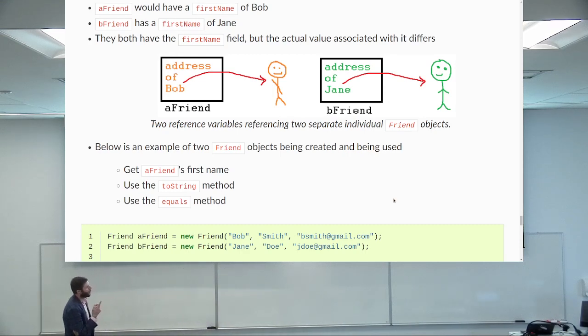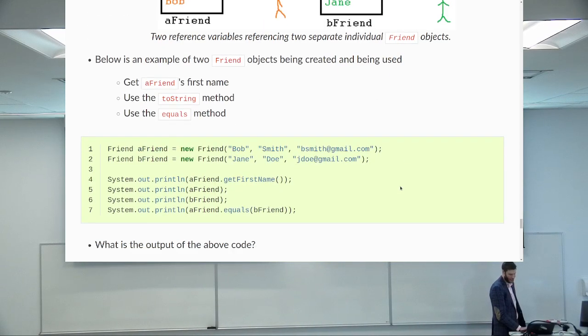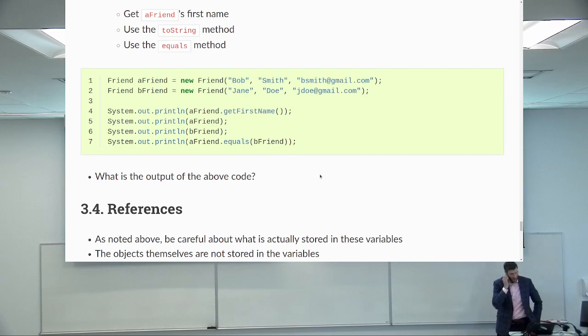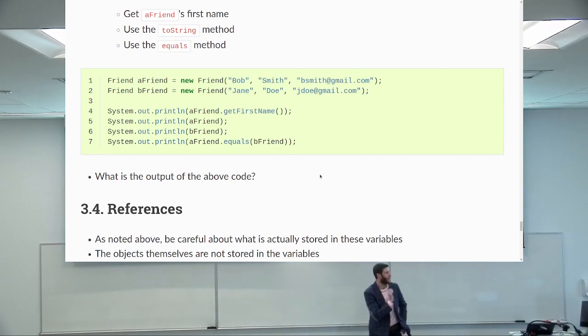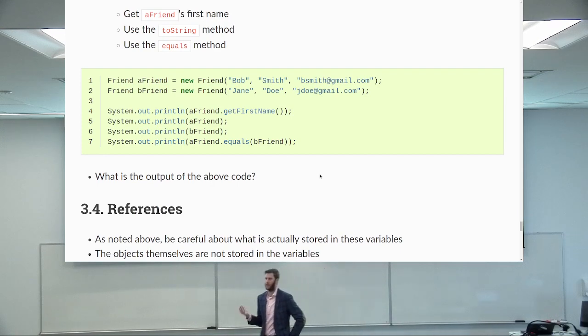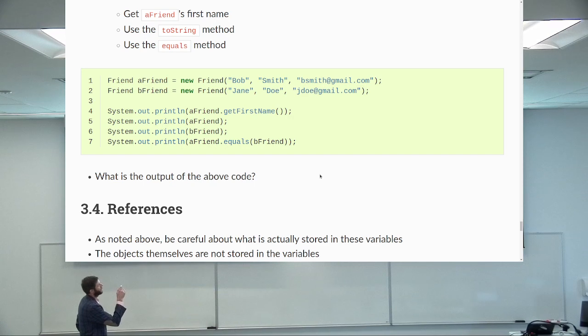But that's what we've got. And then if we go back up, below is an example of two Friend objects being created and used in some way. Not very fun, not a lot going on, but here's what we've got. We've got the two Friend objects. We are checking what aFriend's first name is, and it's just going to print it out. Then the next two lines, System.out.println aFriend and then bFriend. That's just effectively calling the toString of the two objects. And then the last asks if those two objects are equal.